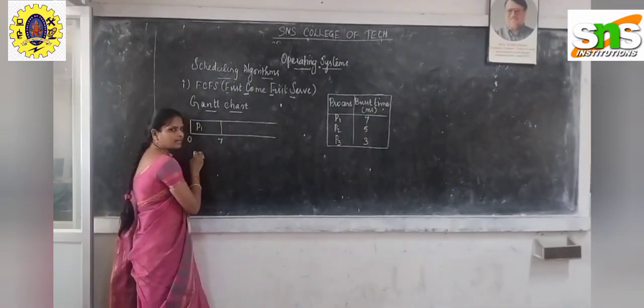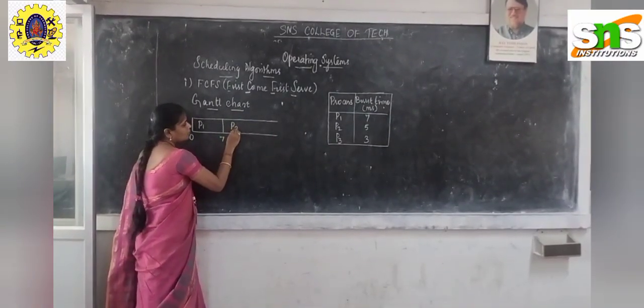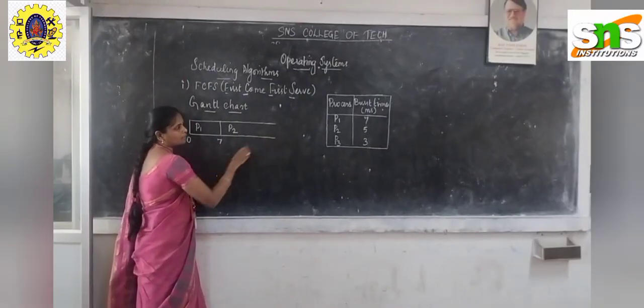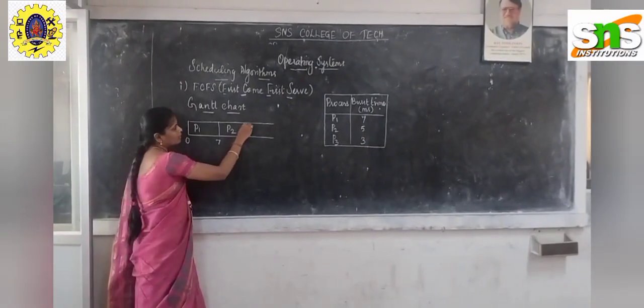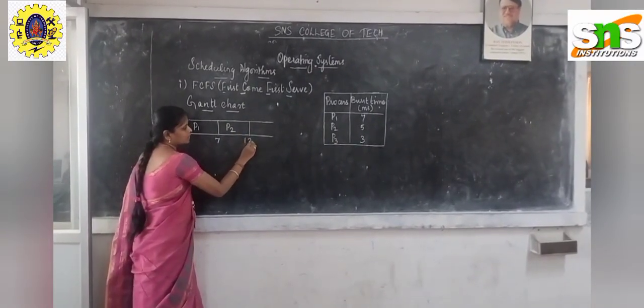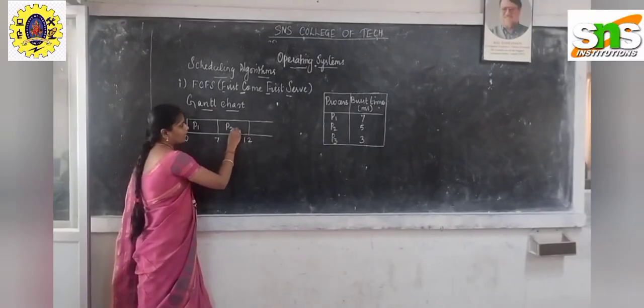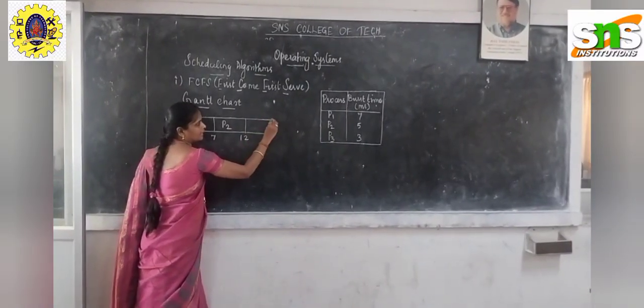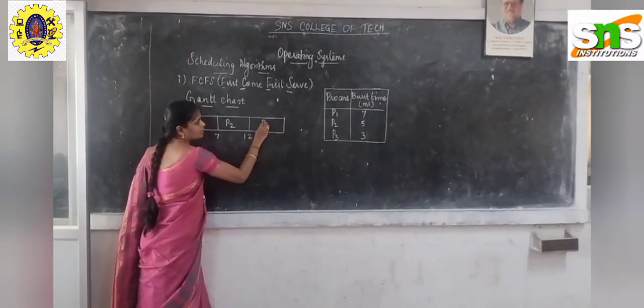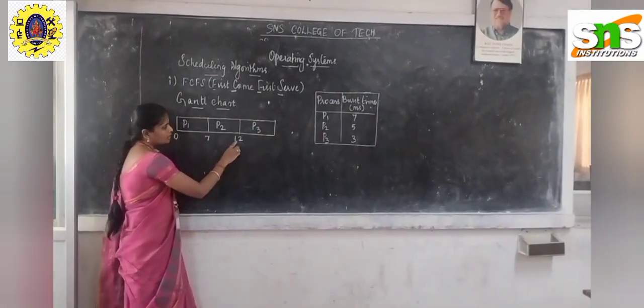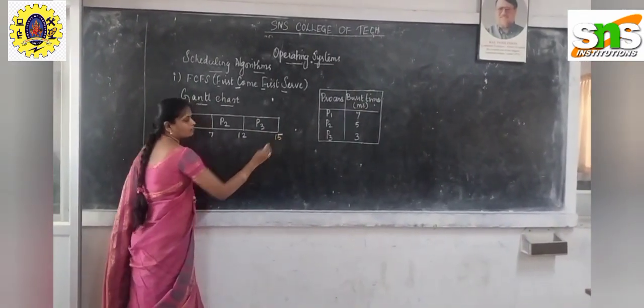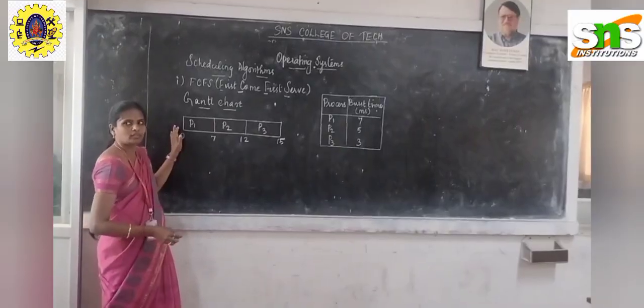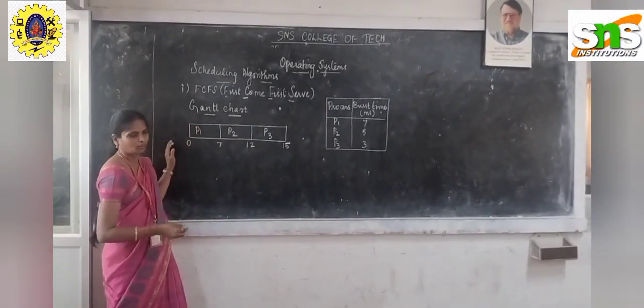Later the second arrived process is P2. P2 gets inside and its burst time is 5, so 7 plus 5 gives us 12 milliseconds. After P2, the next arrived process is P3, which has a burst time of 3. So 12 plus 3 is 15. This is the Gantt chart for first come first serve scheduling.